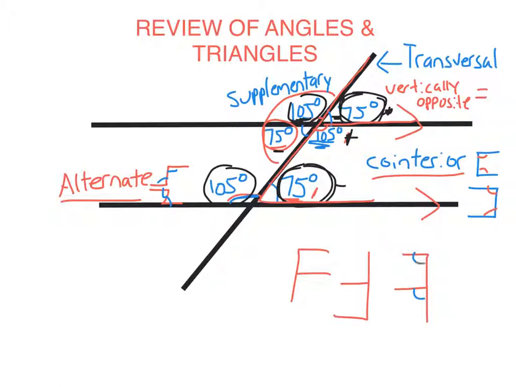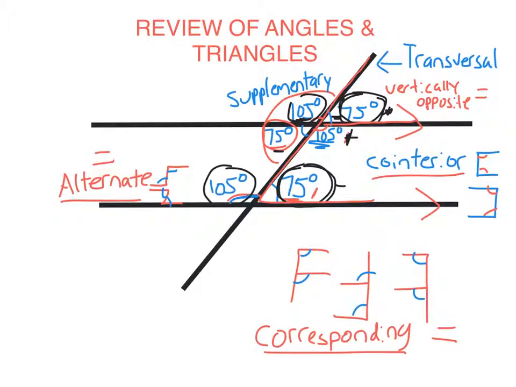So like that. They're actually not both interior. One's inside the parallel lines and one is outside the parallel lines, always. Okay, so the F shape are called corresponding angles, and they are also equal. They're always equal when we have parallel lines.